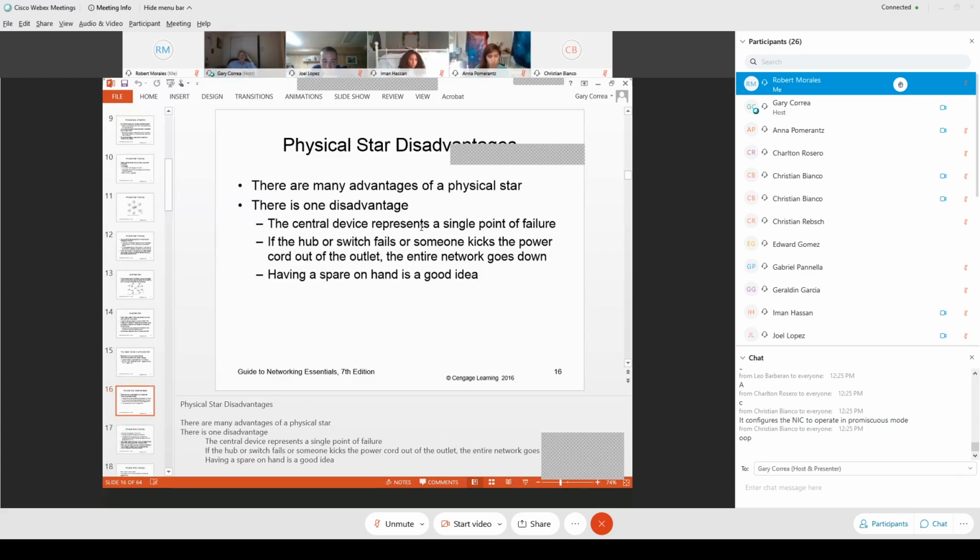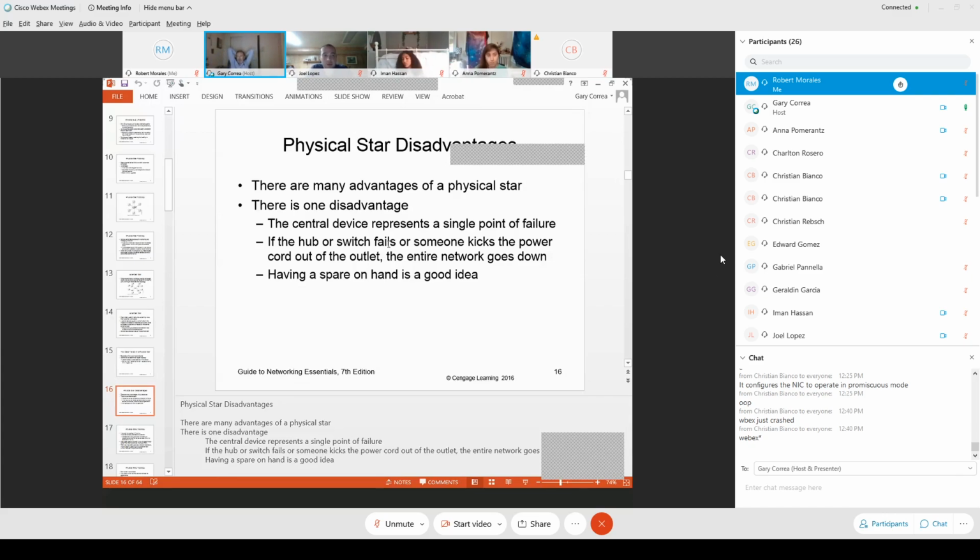Now, what's the disadvantage of a physical star? There's almost none. See the top dot? Physical star is the best way to go. But there's one major disadvantage, and that is that first line. The central device, the switch, is the single point of failure. If that thing in the middle fails, you're toast. So if the hub or switch fails, or someone kicks the power cord out, or someone spills Coca-Cola, and that thing goes down, the entire network is down and you're screwed.